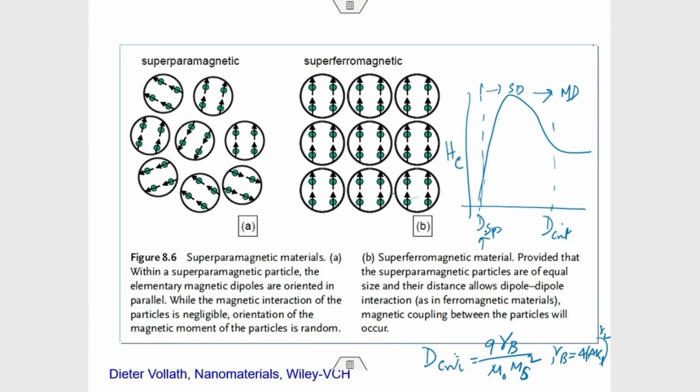Thermal effects will supersede the crystalline anisotropy effect. Crystalline anisotropy will allow the spins to align in particular directions, the easy magnetization directions. Thermal energy will make them random. So when these two are balanced out, superparamagnetism starts, and below this value everything will be completely random, or you have a zero value of coercivity. That is what is known as superparamagnetic behavior.